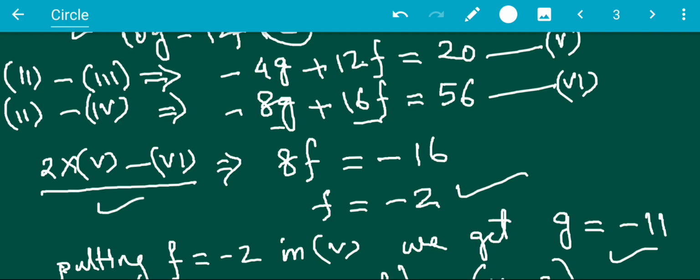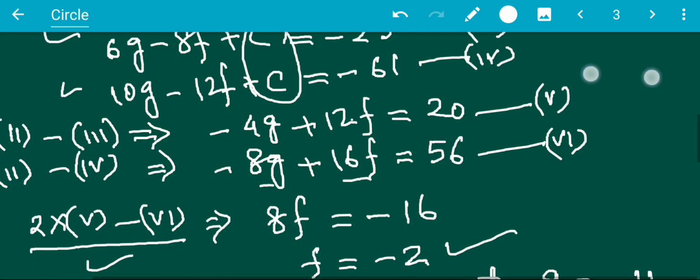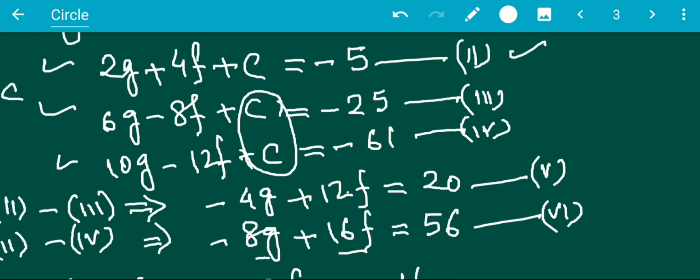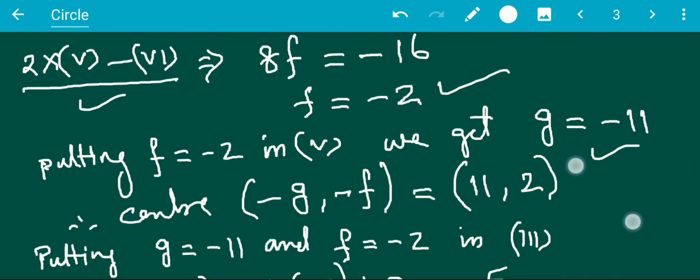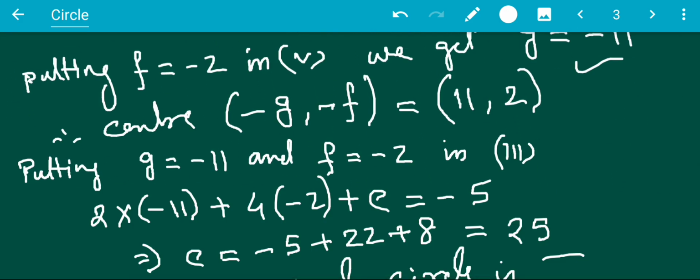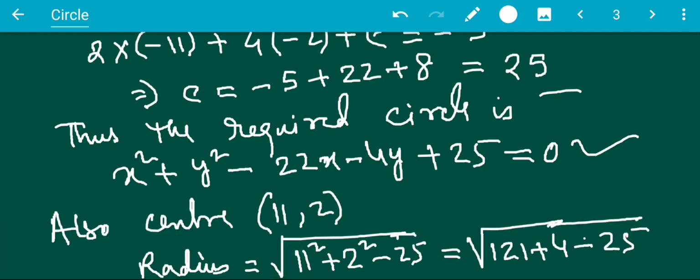Or after getting the value of g and f, put the value of g and f in any one of these 3 equations. Better choose equation 2 or the first equation. So after putting the value of g and f in the first equation, you will get the value of c, and after getting the value of c, put the values of f, g and c in equation 1. You will get the required circle. Now the second part is: is the origin inside or outside the circle?